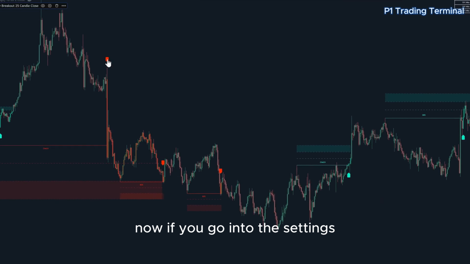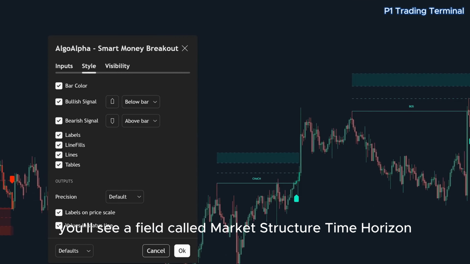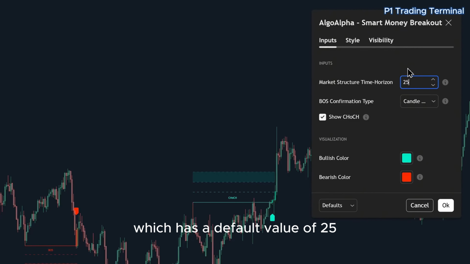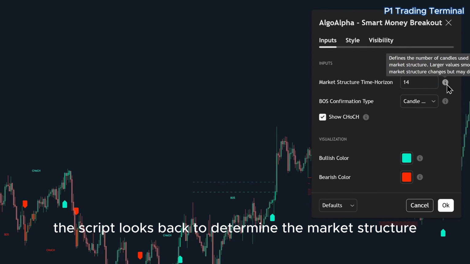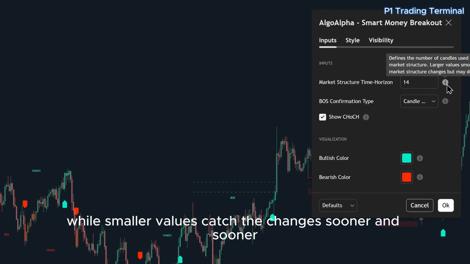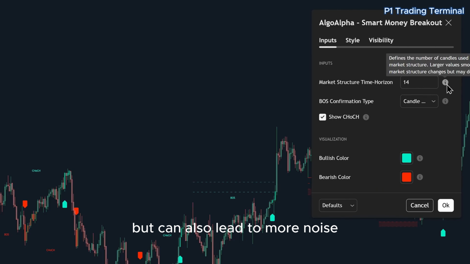Now, if you go into the settings, you'll see a field called Market Structure Time Horizon, which has a default value of 25. I'm going to reduce mine to 14 because this defines how many candles the script looks back to determine the market structure. Larger values make the structure shift smoother, but may delay signals, while smaller values catch the changes sooner, but can also lead to more noise.